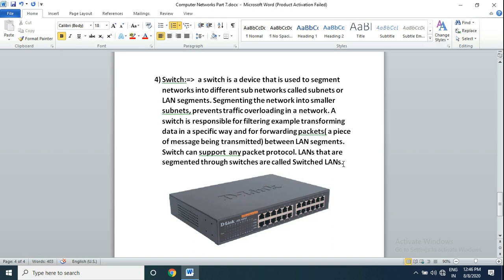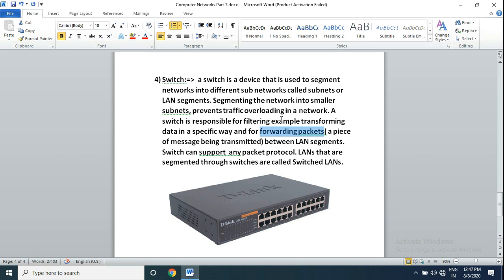Sometimes our LAN becomes very large. To divide a LAN into segments and prevent traffic overloading, we use a switch. If any network has a switch, such a network is called a switched LAN. And what is a packet? A packet is a piece of message being transmitted. The smallest part of our information which is transmitted over any network is known as a packet.